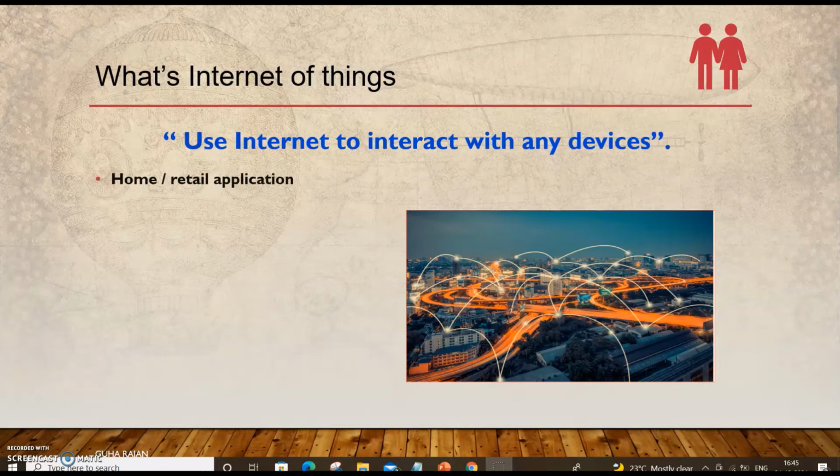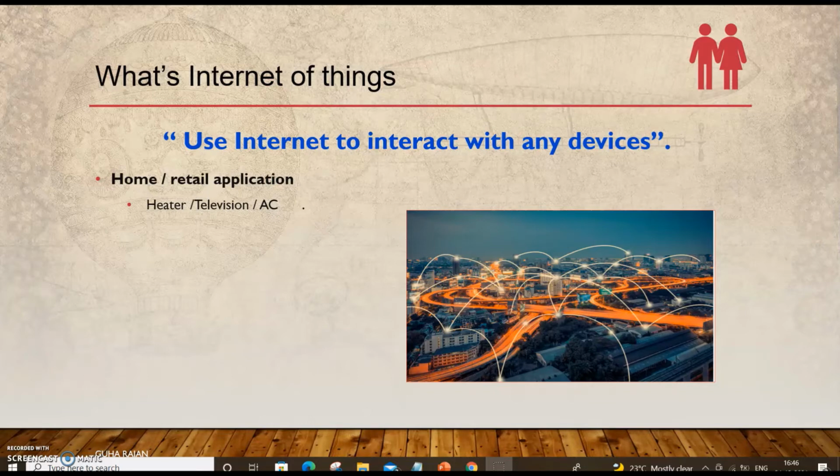Use internet to interact with any device. Interact meaning it could be a kind of communication which could happen back and forth. In case of a home application, it could be switching on or off the heater or television. And why do we require that? Suppose you're outside your home, and in another 10 minutes you're reaching home and you want to switch on the heater or the aircon, so that by the time you reach home you have the temperature set in the aircon, or your water geyser is switched on so that you get hot water.